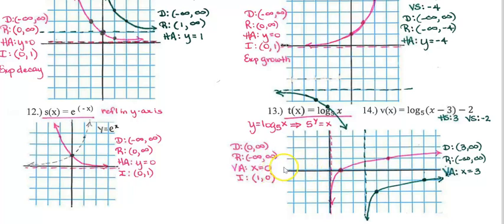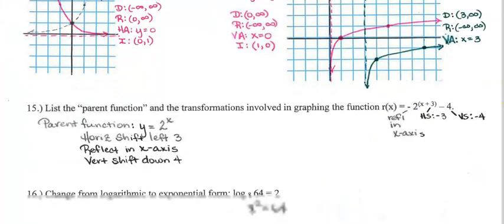My domain, if you start over here, the first value that we get is 3. We're not equal to it, but we're going right up to it at that asymptote. So 3 to infinity. And then this goes to -infinity and this goes to positive infinity. So our range is going to be all real numbers.